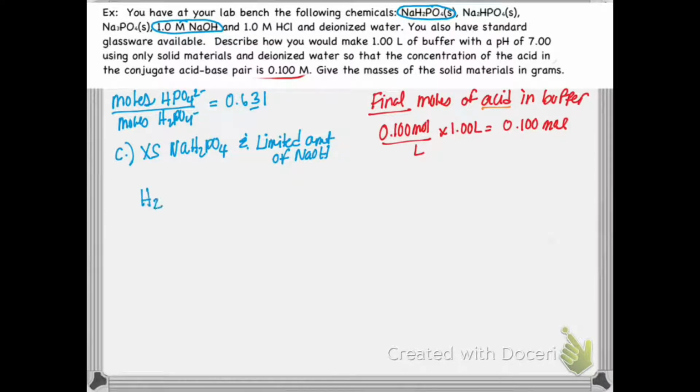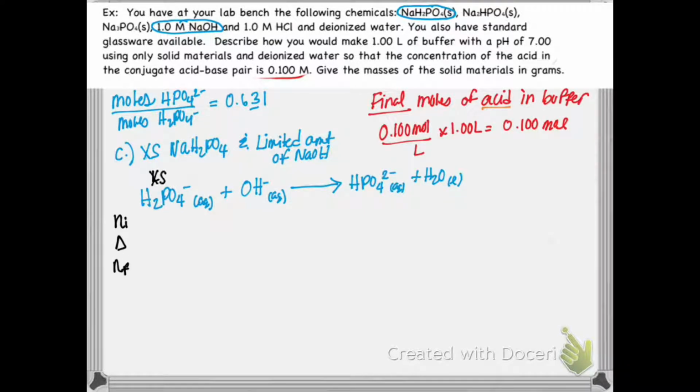So we need to write a chemical reaction. So from the NaH2PO4, we get the H2PO4 minus. We add in a hydroxide, so we have a single arrow reaction, goes all the way to the right, and we create HPO4 2 minus and water. So we're going to use up the hydroxide, have an excess amount of the H2PO4 minus, so that way we create the HPO4 2 minus, and we have both components in our buffer.